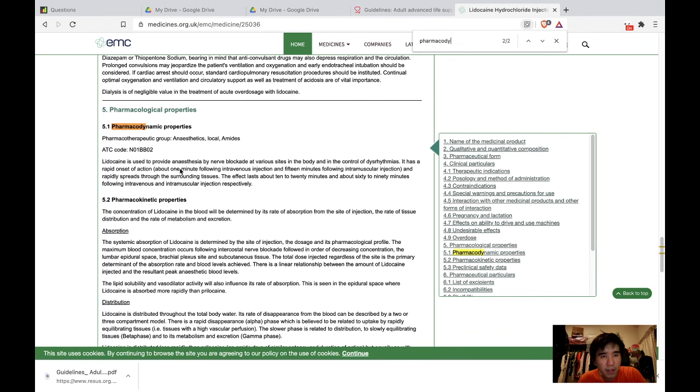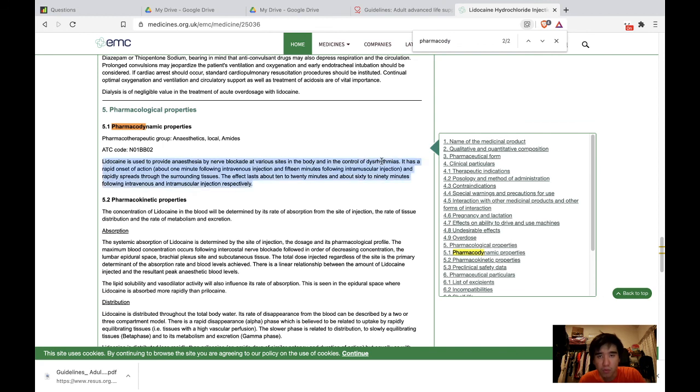Lidocaine is used to provide anesthesia by nerve blockade at various sites in the body and in the control of dysrhythmias. It has a rapid onset of action, about 1 minute following intravenous injection and 15 minutes following intramuscular injection, and rapidly spreads through the surrounding tissues. The effect lasts about 10 to 20 minutes and about 60 to 90 minutes following intravenous and intramuscular injection, respectively.